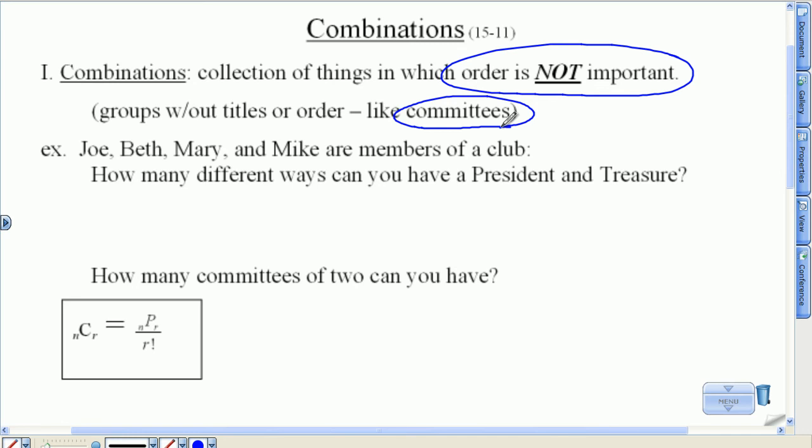Joe, Beth, Mary, and Mike are members of a club. How many different ways can you have a president and treasurer? These are jobs. President's a job, treasurer's a job. So that's a permutation. 4P2 is 4 times 3, which is 12.